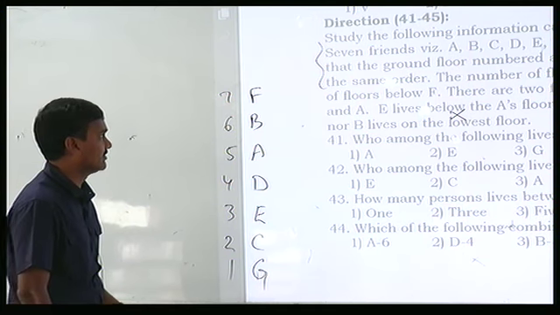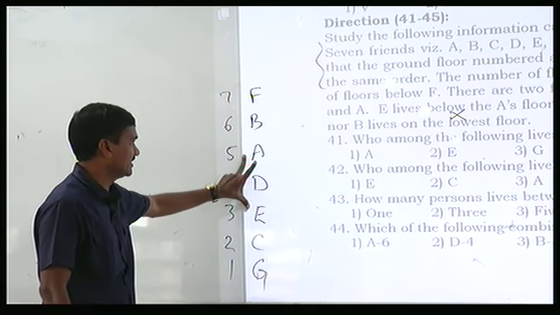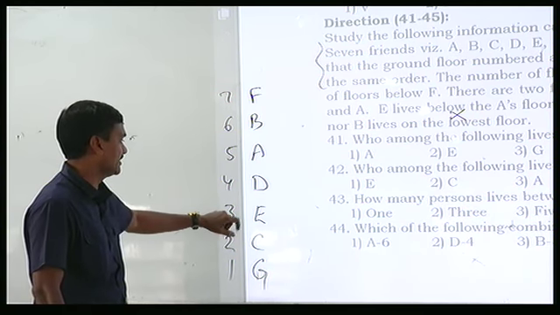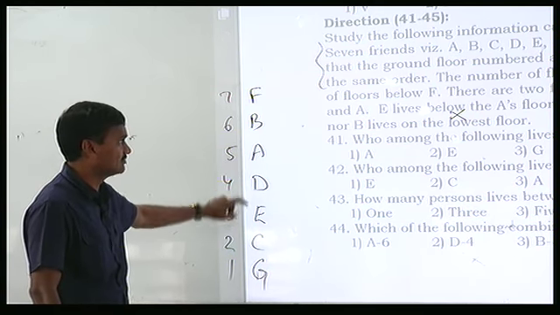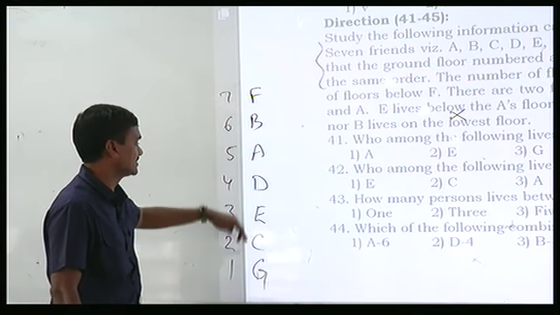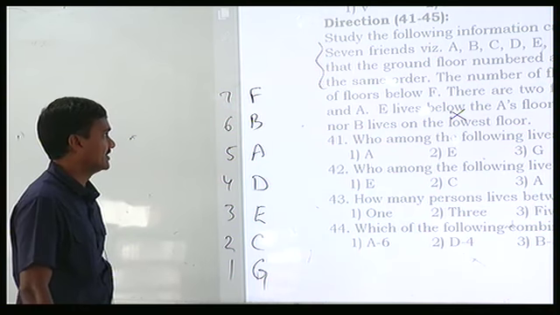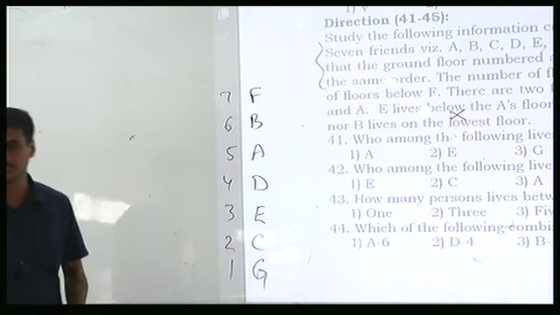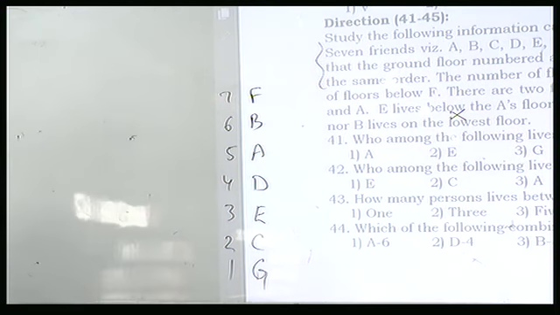There is 1 floor between E and A. Between E and A, there is only 1 floor. Next one, E lives below A. And F lives on one of the floors above C. F is above C. And neither E nor B lives on the lowermost floor. Who is on the lowermost floor? G is on the lowermost floor. Clear? This is about 41 to 45.